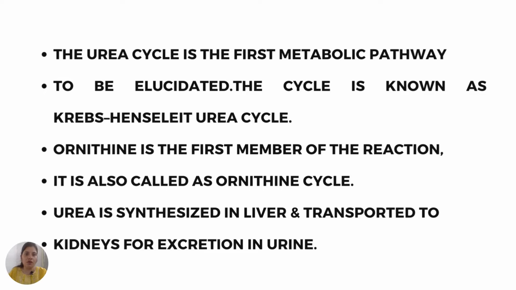Now, this urea cycle is the first metabolic pathway to be elucidated. The cycle is also known as the Krebs-Henseleit urea cycle. Ornithine is the first member of this reaction, so it is also known as the ornithine cycle. So the names are Krebs-Henseleit cycle or ornithine cycle. Urea is synthesized in the liver and transported to the kidney for excretion in urine.